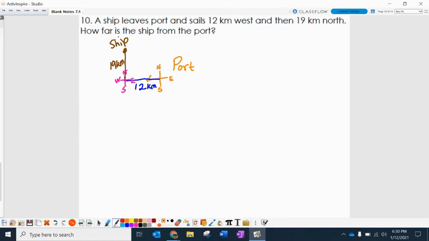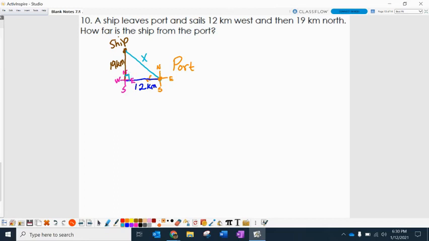How far is the ship from port? Remember it started here at the port. So this is what we want to know. And what I do know is not only is this a triangle, but when we came from directly west and went directly north, those meet to form a right angle. Those are perpendicular to each other.